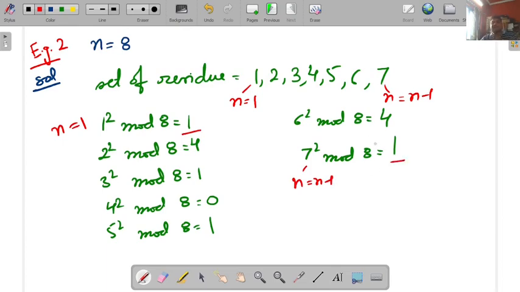But apart from n is equal to 1 and n is equal to n minus 1, you can see that you are getting the solution 1 also at n is equal to 3 and n is equal to 5, because apart from 1 and n minus 1 there are other possible solutions. So I can say that it is composite.